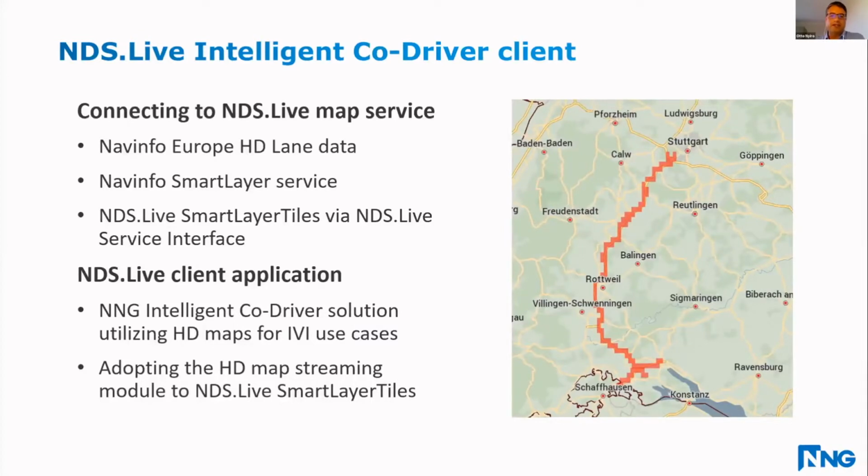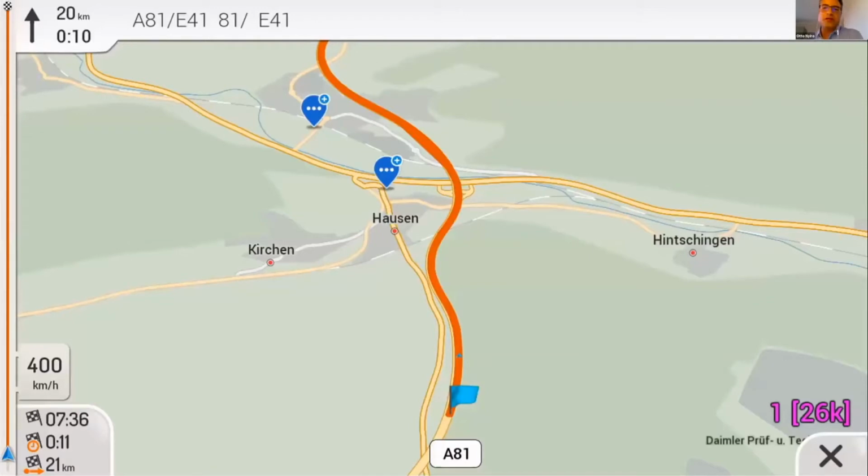And I'm sure that we made a quite successful demo. I will also show it to you. And the client that we use is basically our Intelligence Co-Driver. We already have a map streaming solution. It was developed based on NDS classic format still, and what we had to do is basically adopt this solution to the NDS.Live service. And yeah, let's see how we realized this demo.